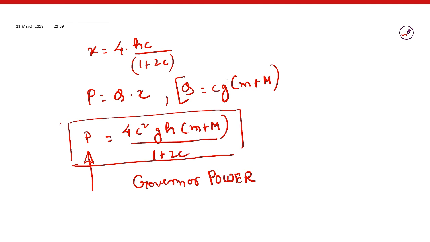We'll meet in the last video of the governor chapter with the controlling force diagram, and with that we will be ending this entire unit, or this topic of governor.